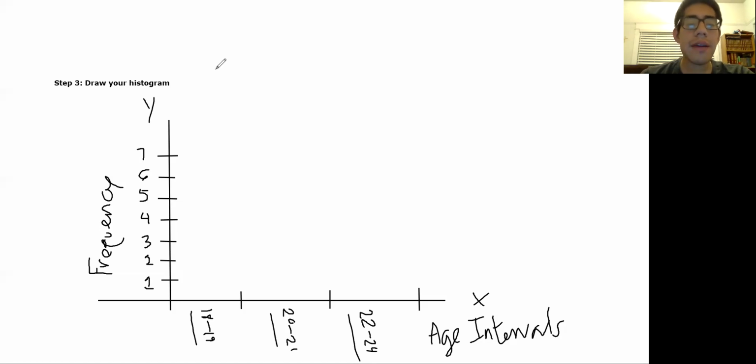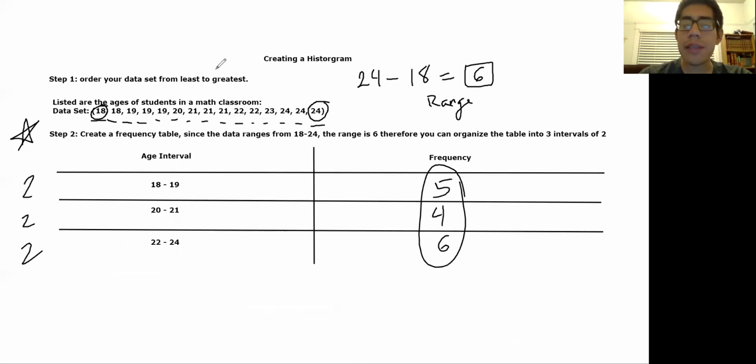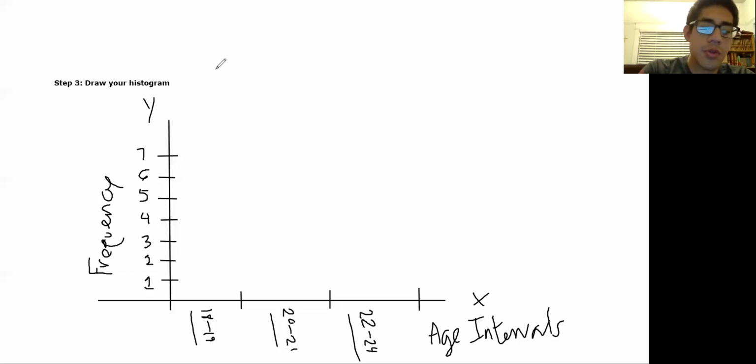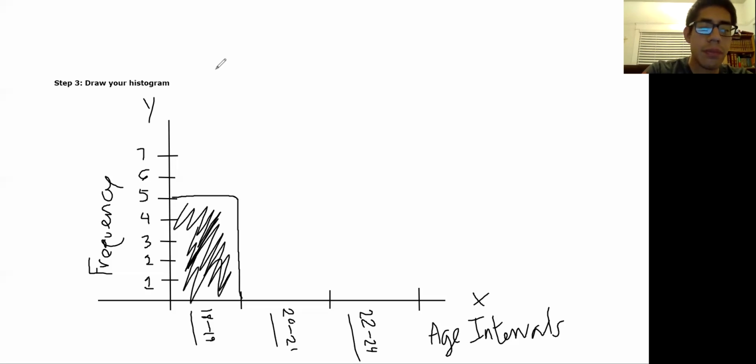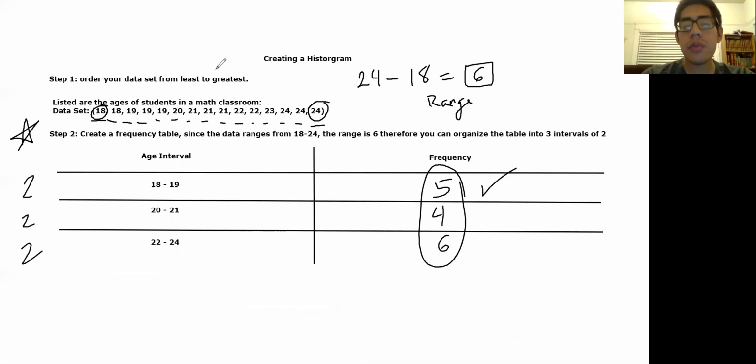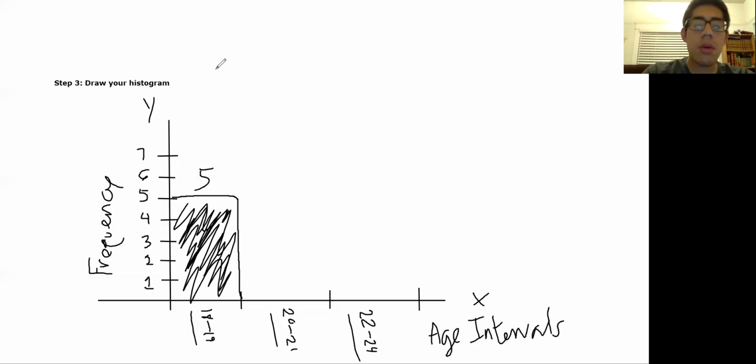How many, in the category of 18 and 19, what was my frequency? Well, let's go back. My frequency was 5. I'm going to draw it from this point all the way up to 5, right? That is my histogram for 18 and 19. 20 and 21. Okay, how much did I say? Say 20 and 21 is 4. So 20 and 21, I'm going to start here, and then I'm going to go up to 4 like this.